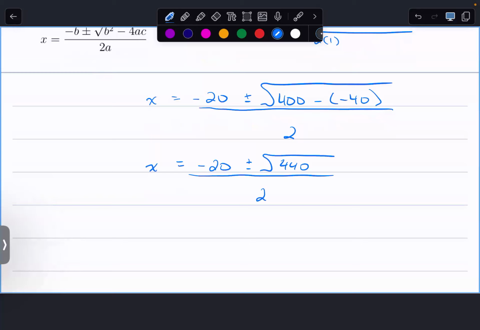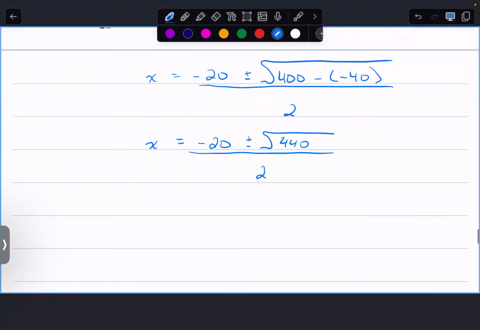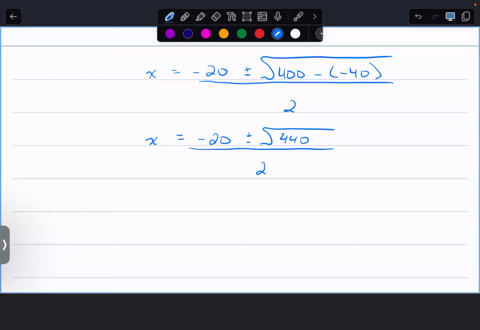Now my calculator just simplifies it to 2 root 110. So you could do that if you wanted to, or you can pull out a 4, a multiple of 4, inside, and then use those exponent laws. Either way, or just use the root of 440 on your calculator, that's fine too.